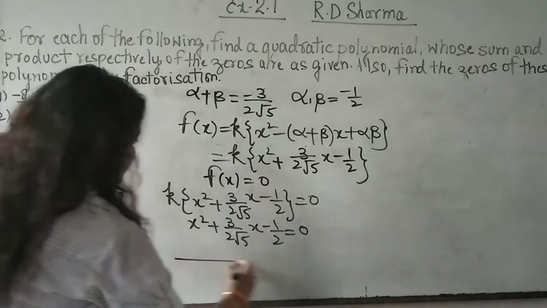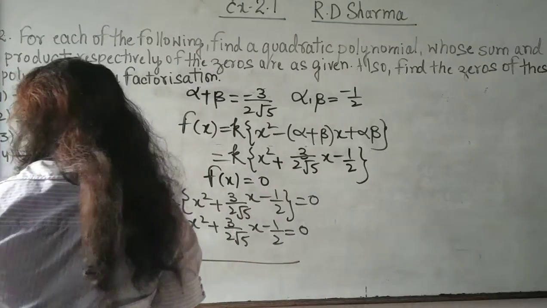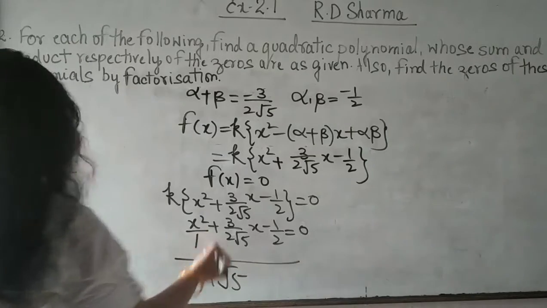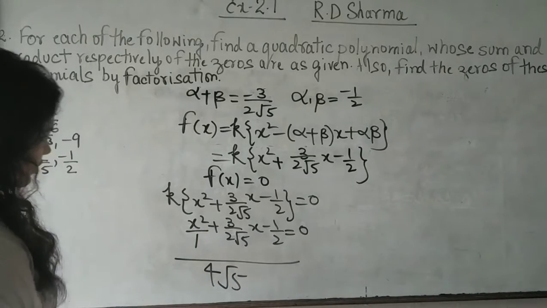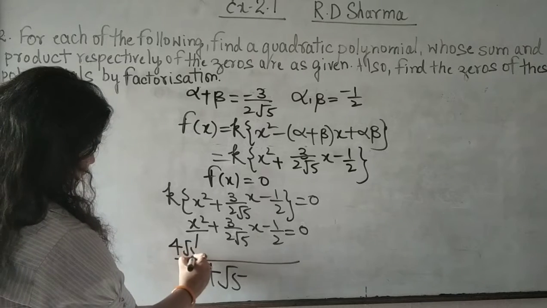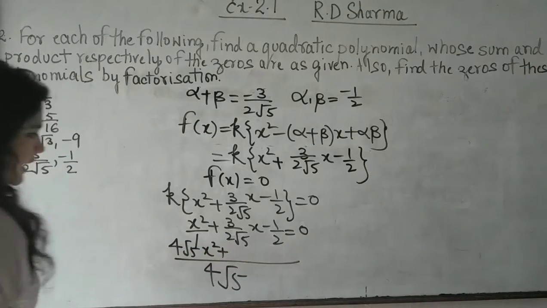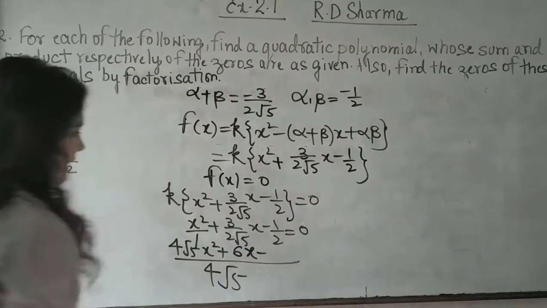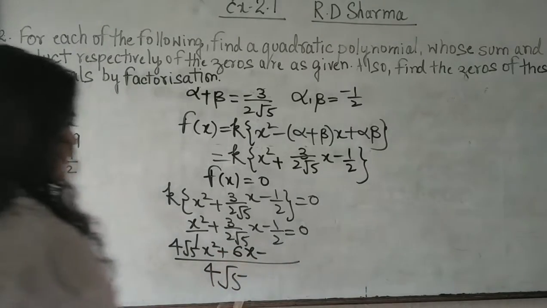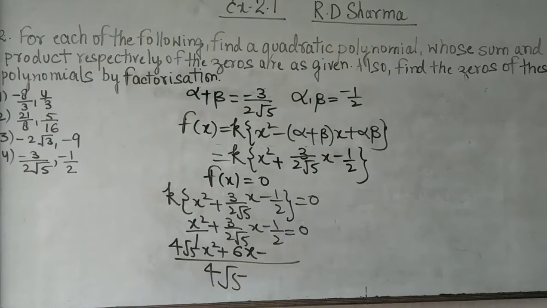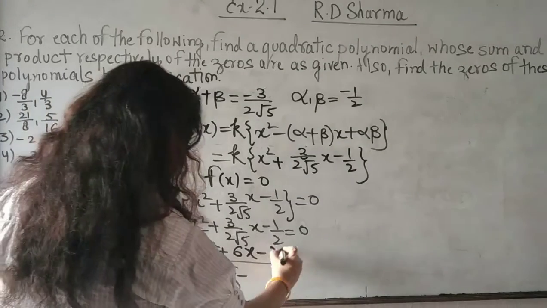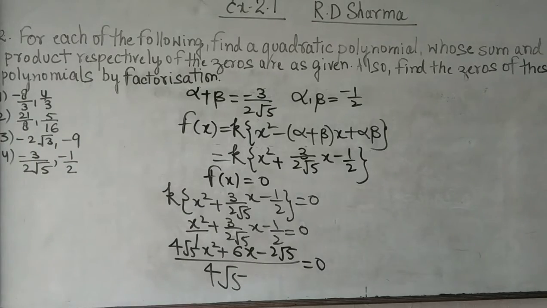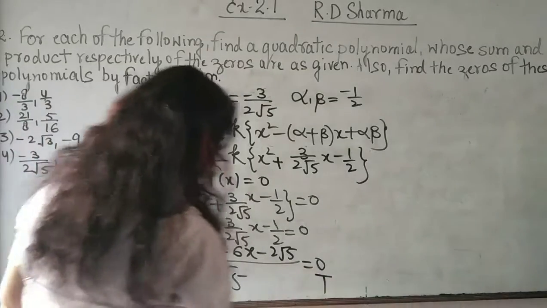So what will be the LCM? LCM will be 4√5. Here it will be 1. So now this is 4√5x², and then 6x, and then 2√5. Am I right? Yes. 2√5 is equal to 0. Fine, guys? Yeah. And now we will do the cross multiplication.